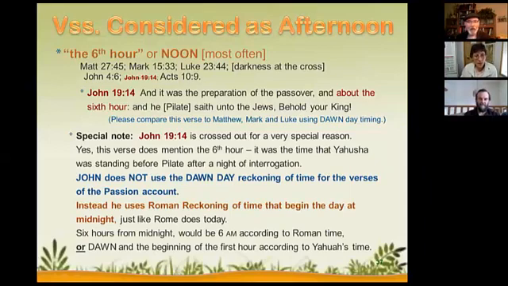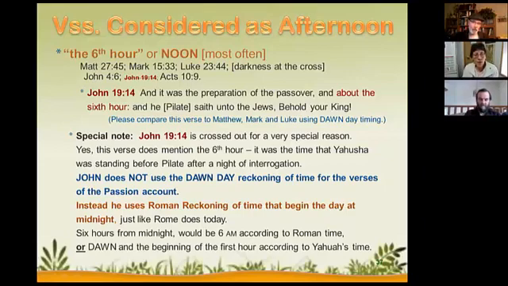Yes, this verse does mention the 6th hour, and it was the time that Yeshua was standing before Pilate after a night of interrogation. And I want you to know right here up front, this is one of our hermeneutic rules. John does not use the dawn day reckoning of time only for the verses of the Passion account. He's using Roman reckoning of time that begins the day at midnight, just like Rome does today. So 6 hours from midnight is going to be about 6 o'clock in the morning, the way we reckon time according to Rome, or it's dawn, about the 1st hour of the day.